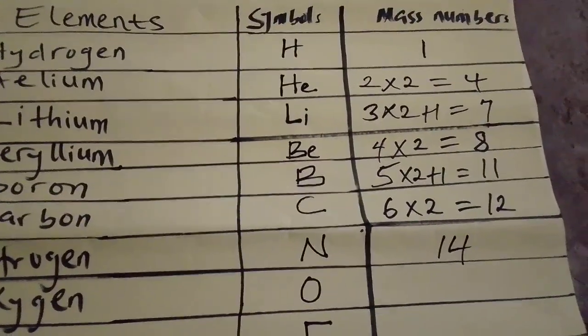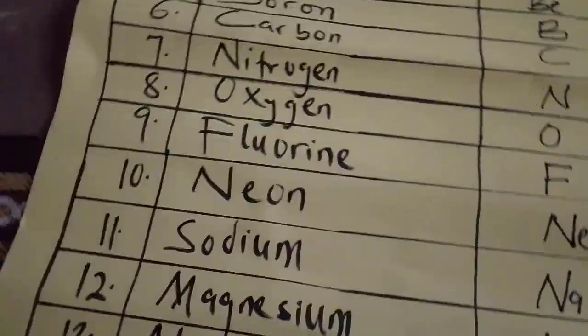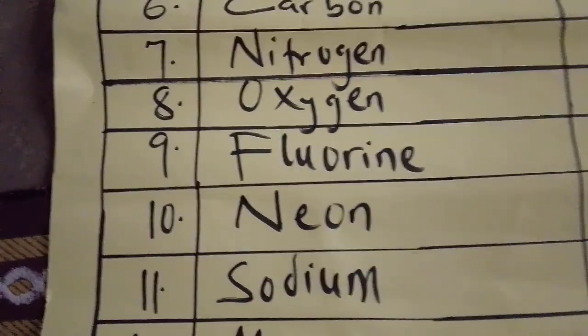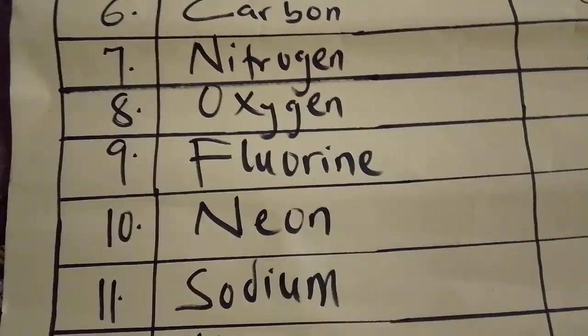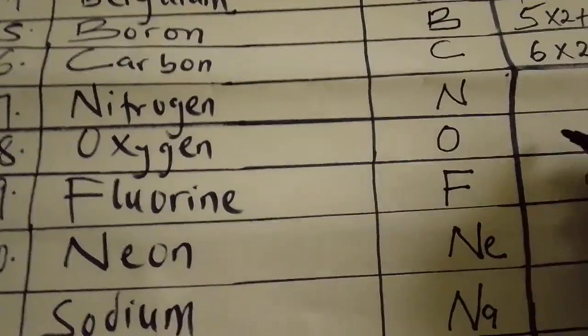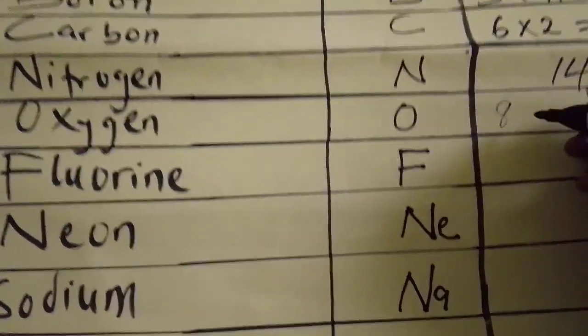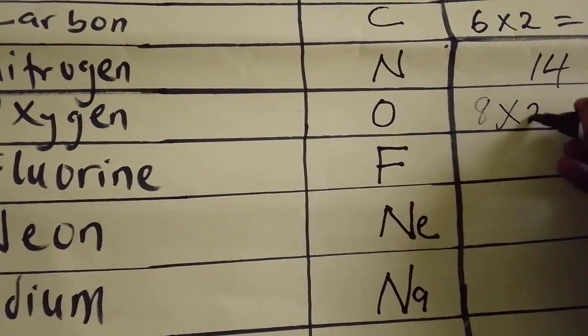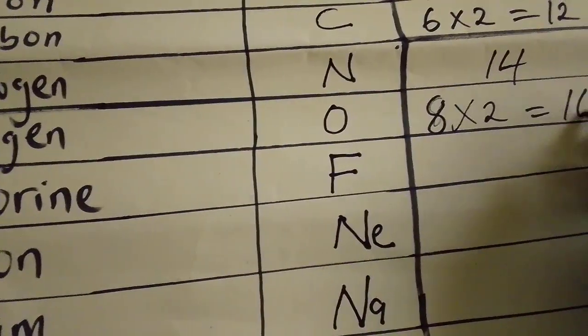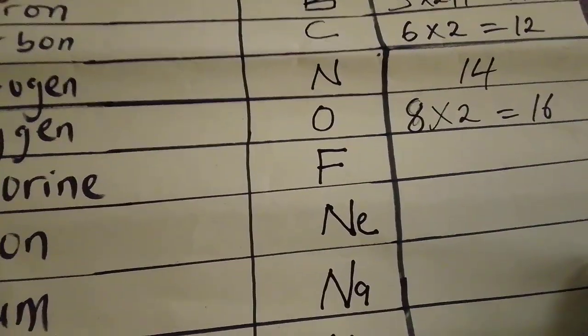Just like the way hydrogen has an exceptional case, so also for oxygen. Oxygen has atomic number 8, and that 8 is an even number. So we just say 8 times 2, then is equal to 16. So this is how to write the mass number of oxygen.